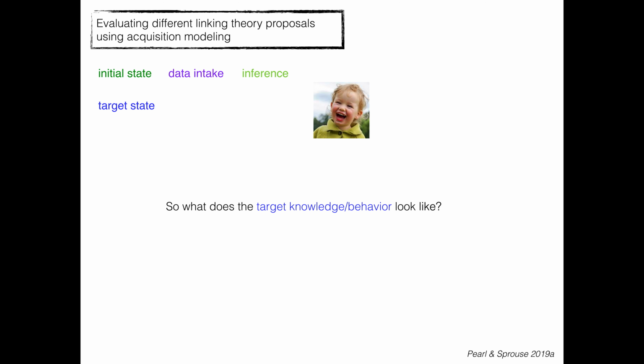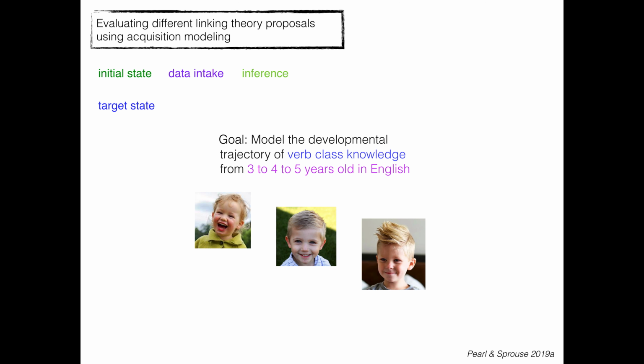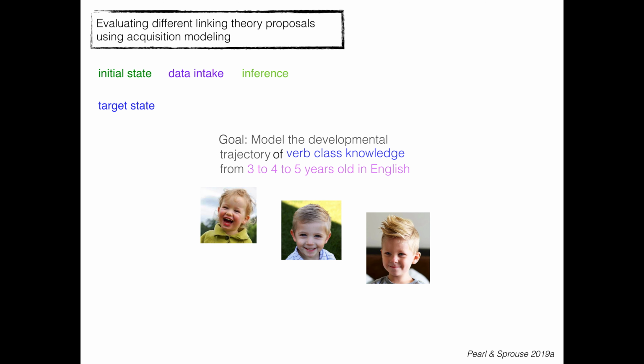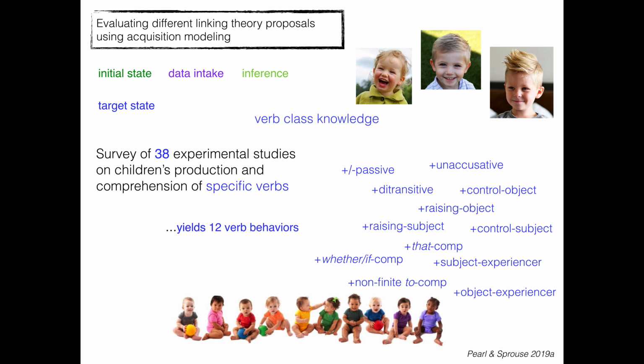So great. Now, what does this target knowledge or behavior actually look like? Okay. And the goal, again, is just to model the developmental trajectory of verb class knowledge from 3 to 4 to 5 years old in English. That's what we're going for. So what I did was a survey of 38 experimental studies on children's production and comprehension of specific verbs in English to try to find out how they behave, right? And it turns out that they have 12 different behaviors that I could find. So behaviors, when I say behaviors, I mean things like, oh, children passivize these verbs, or they don't passivize them. They use them in the ditransitive. They interpret them as subject experience, or they allow them to take non-finite to complements, right?